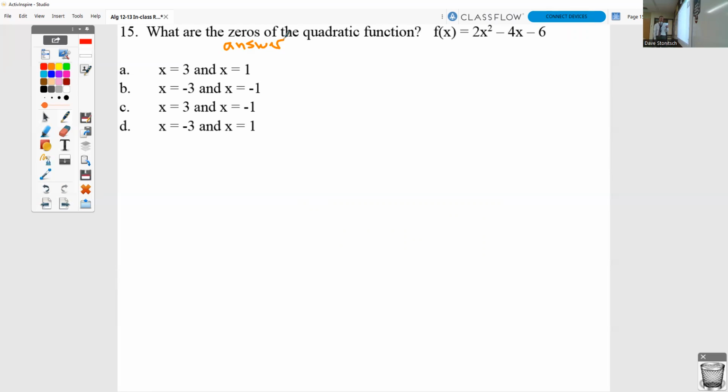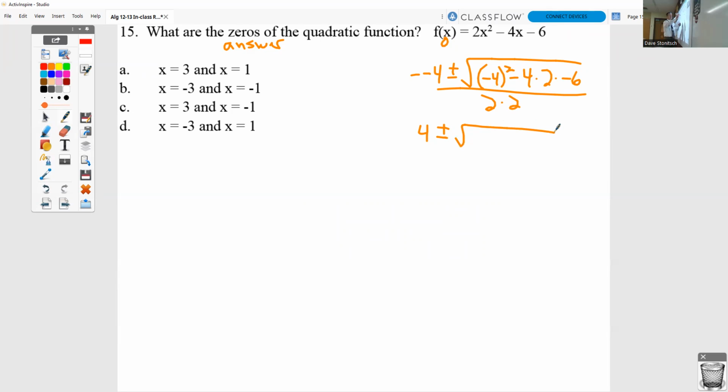So you have your choice here of what you want to do. You could do reverse FOIL. You could do the quadratic formula. Because this is really just 0 equals f of x, where f of x means 0. It all depends on how you want to solve it. Let's do the quadratic formula. Negative b plus or minus the square root of b squared minus 4 times a times c, all over 2 times a. Negative of negative 4 is positive 4.